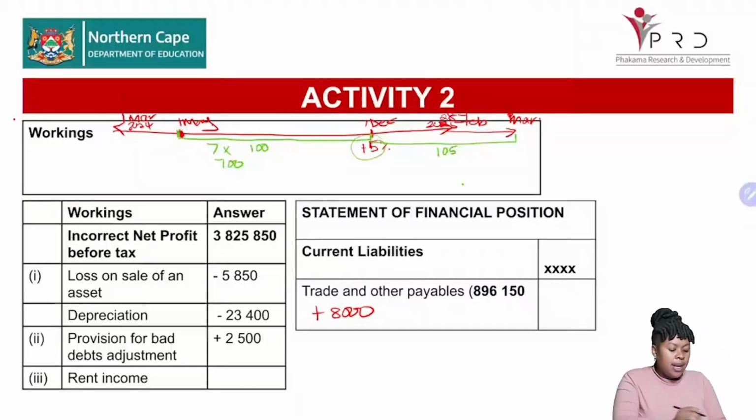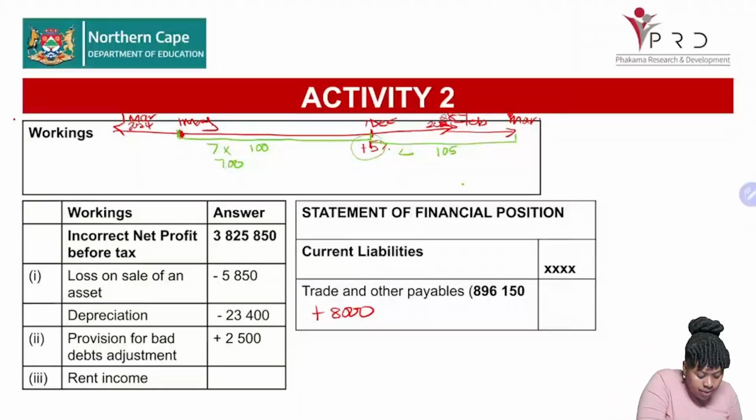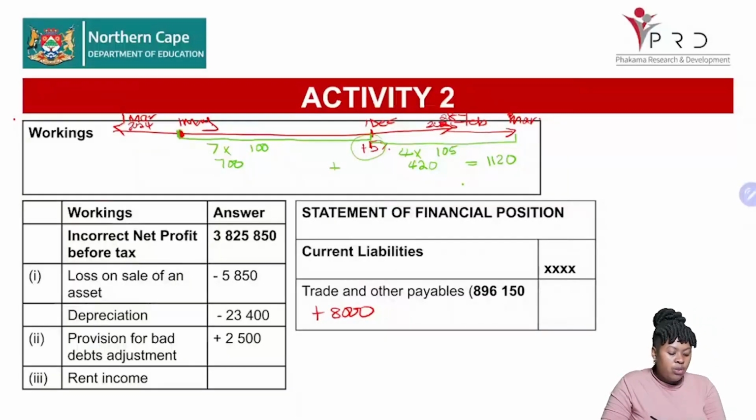Are we okay? Then how many months did we have it for 105? It was December, January, February, March. So for 4 months, we had that, okay? That will give us 420. And when we add it together, that will give us 1120. That's the number of months that we've received the rent, okay?